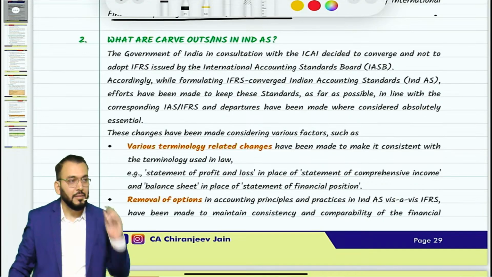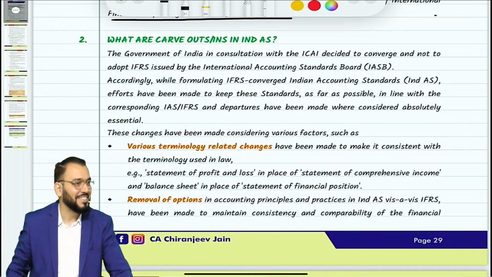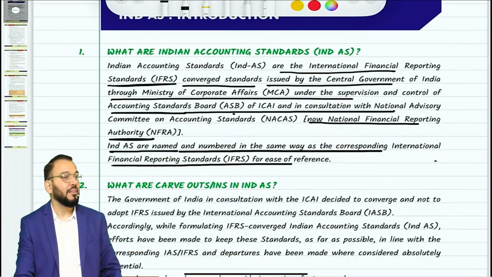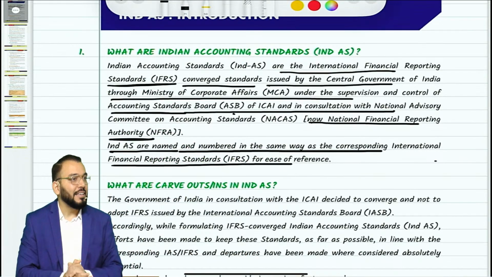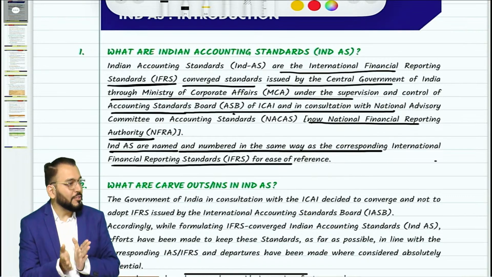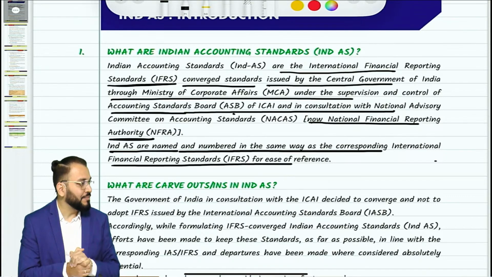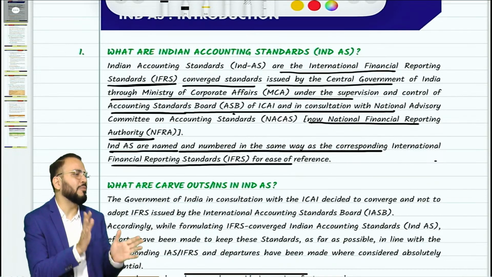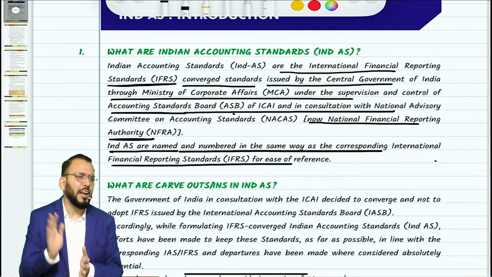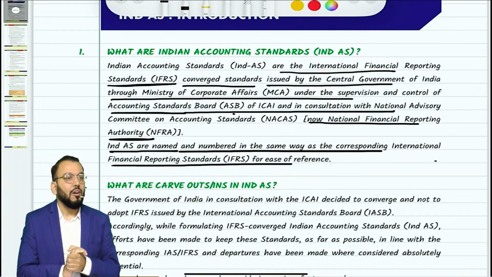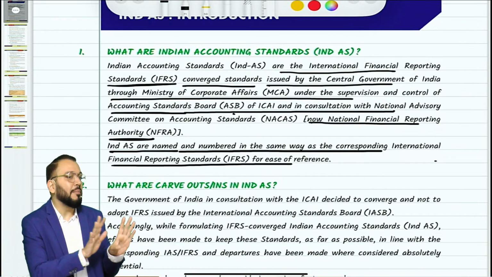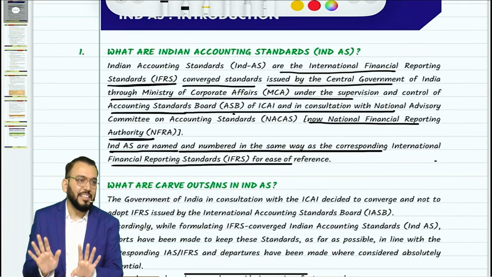Can we start once again, everyone? Before the break we were discussing Ind AS. What we have discussed is that Ind AS are the converged form of IFRS, issued by the central government in consultation with ASB, ICAI and NFRA etc. And we have also understood that, for ease of reference, the number and the title have been retained.